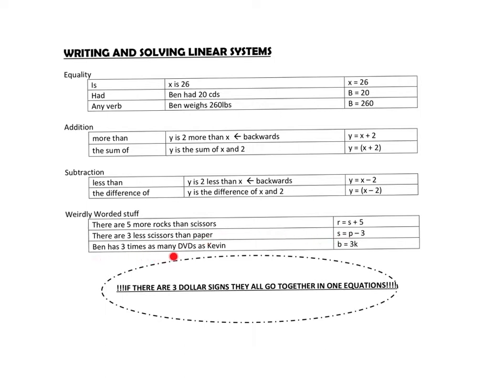Ben has 3 times as many DVDs as Kevin. So here we'd have to multiply Kevin's DVDs by 3 to get Ben. And another type of helpful hint, if you have 3 dollar signs or 3 pieces of money, they're all going to go in one equation. Okay, so let's look at some examples.